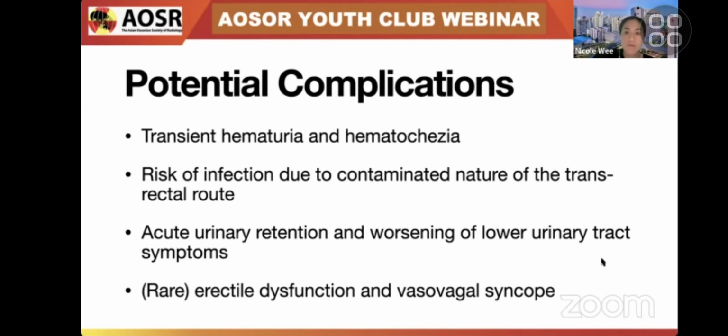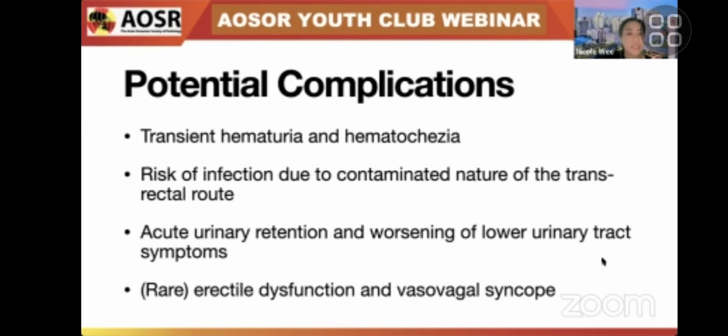There is also a risk of infection due to the inherent contaminated nature of the transrectal route, although this can be prevented with the use of prophylactic antibiotics. Acute urinary retention and worsening of the lower urinary tract symptoms may also occur due to procedure-related gland edema and can be managed with temporary catheter placement. In very rare cases, there have been reports of erectile dysfunction and vasovagal syncope. The exact mechanism of erectile dysfunction is unknown, but it has been found to be associated with a reduced International Index of Erectile Function at present.